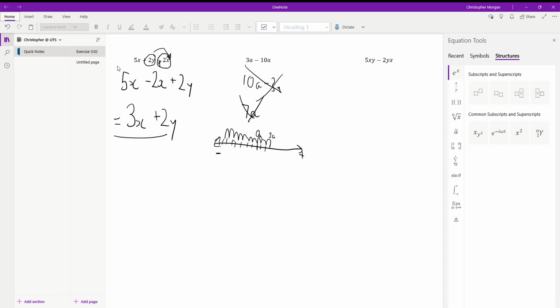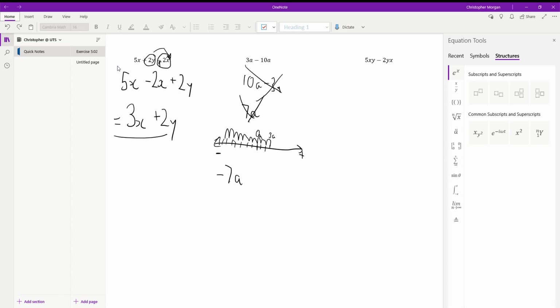So just be very careful about that. We're actually taking away 10 from 3, and that takes us back 1, 2, 3, 4, 5, 6, 7. So the answer is negative 7a. Now, if you type that into a calculator very carefully, you should get the exact same answer.